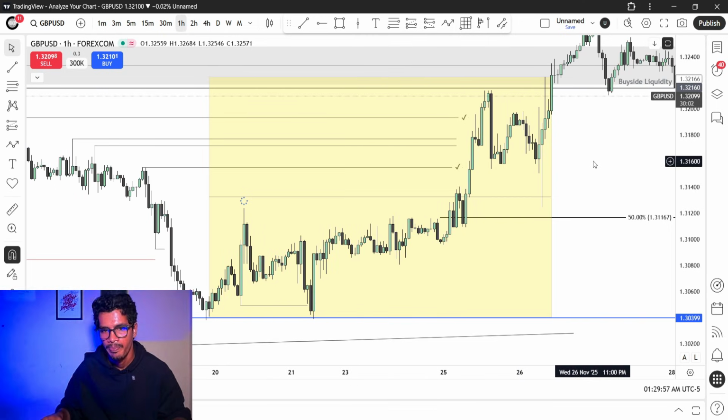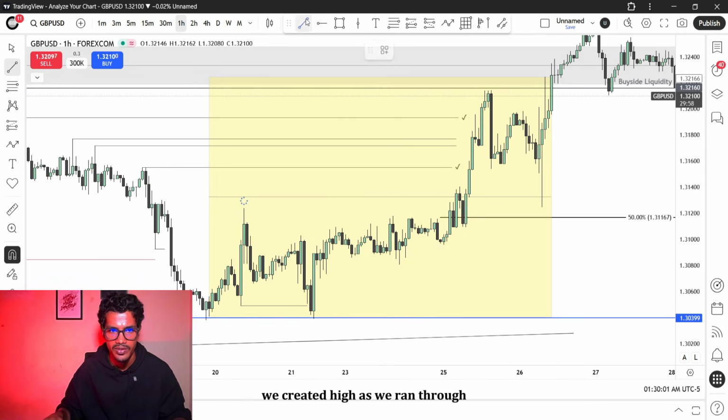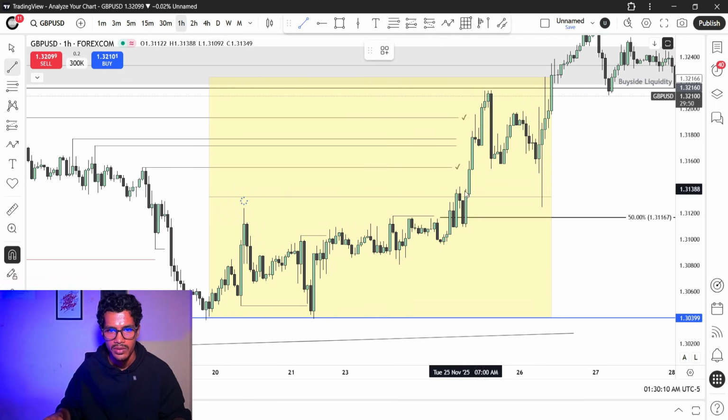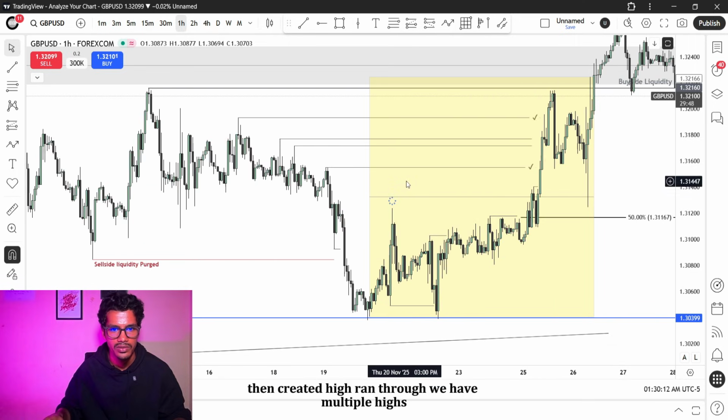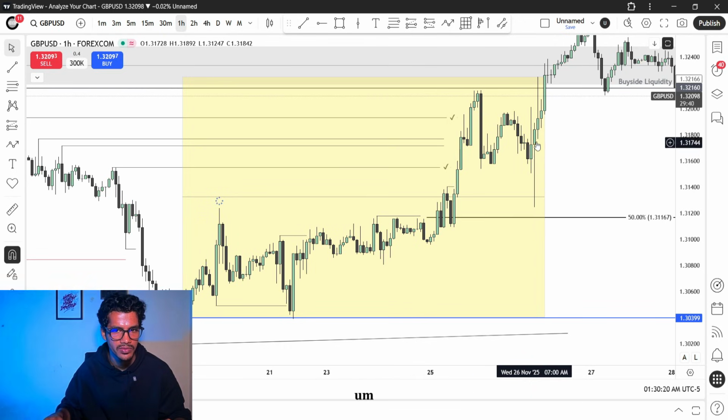All right. Then we have another pullback here, small pullback. We created high as we ran through. Then we created high again here, ran through. Then created high, ran through. We have multiple highs here as well, ran through. And then I think we had some news at this time on 26th November.